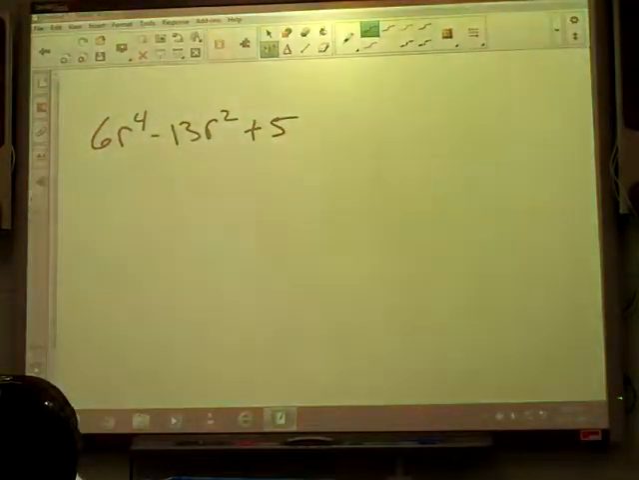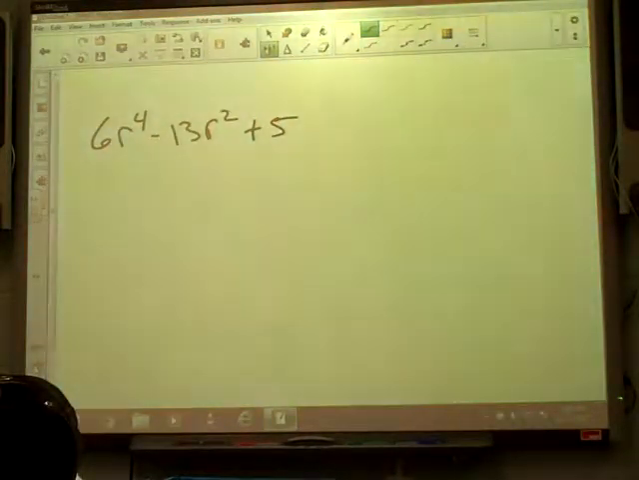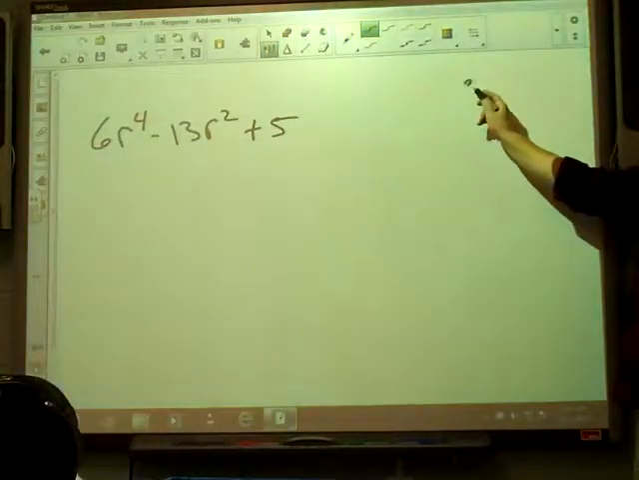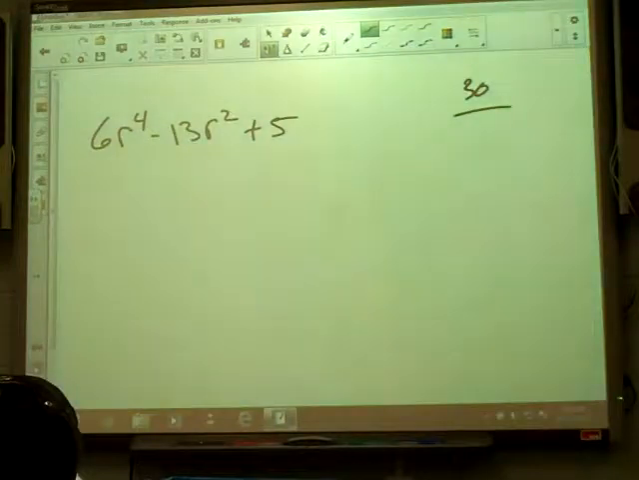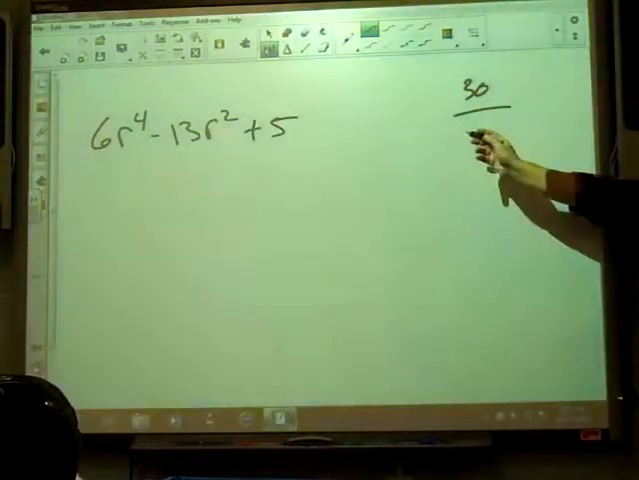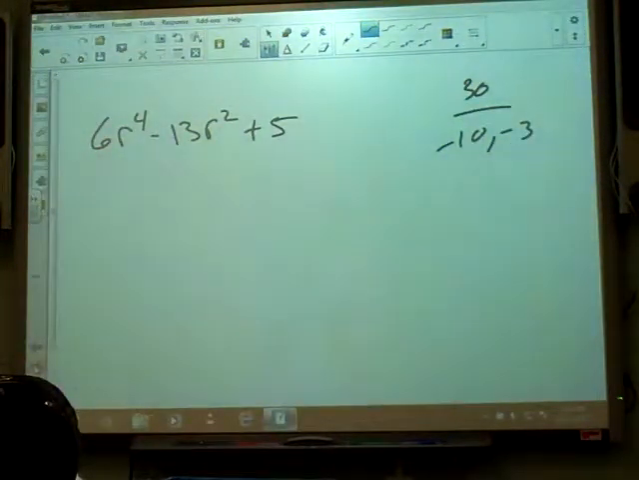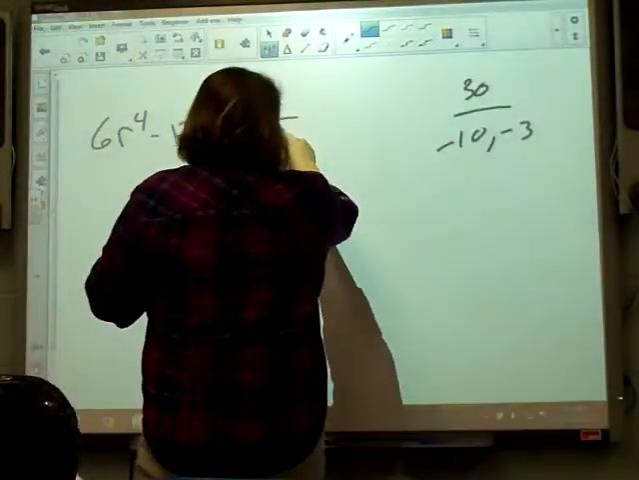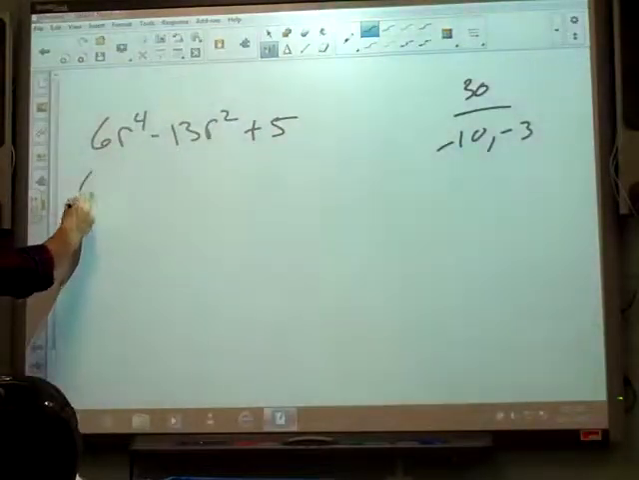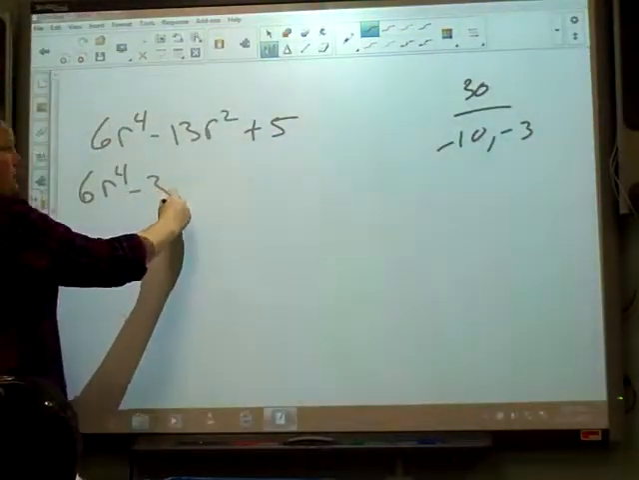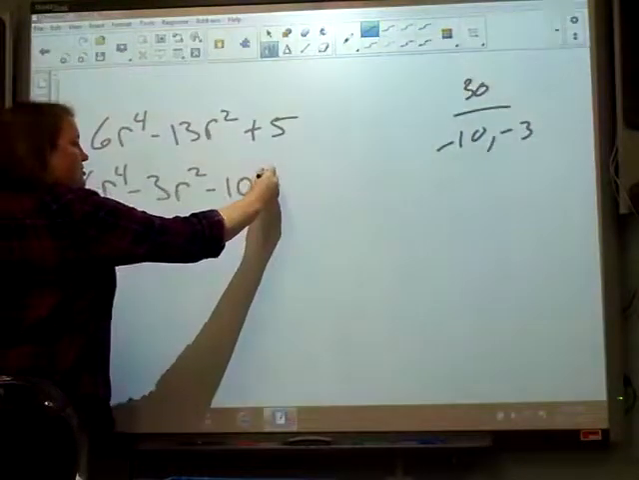Alright, so do we got a GCF other than 1? No? I mean, 13 and 5 are prime, so no. So a times c is a positive 30. I need the factors of 30 that add to negative 13. 10 and 3. Close. Make them both negative, right? Now, look at the numbers that I'm fixing to put that by. I probably want to flip my order, don't I? Because I know that 10 would go good next to the 5. Good. So I'm going to write 6r to the 4th minus 3r squared minus 10r squared plus 5.